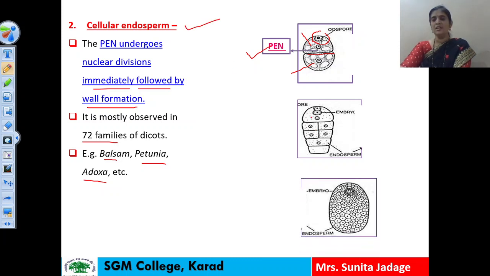Finally, all the endosperm which is developed is cellular. In this way, from the first mitotic division, cell wall formation or cytokinesis takes place, hence the development of endosperm is called cellular endosperm. This is the second type.